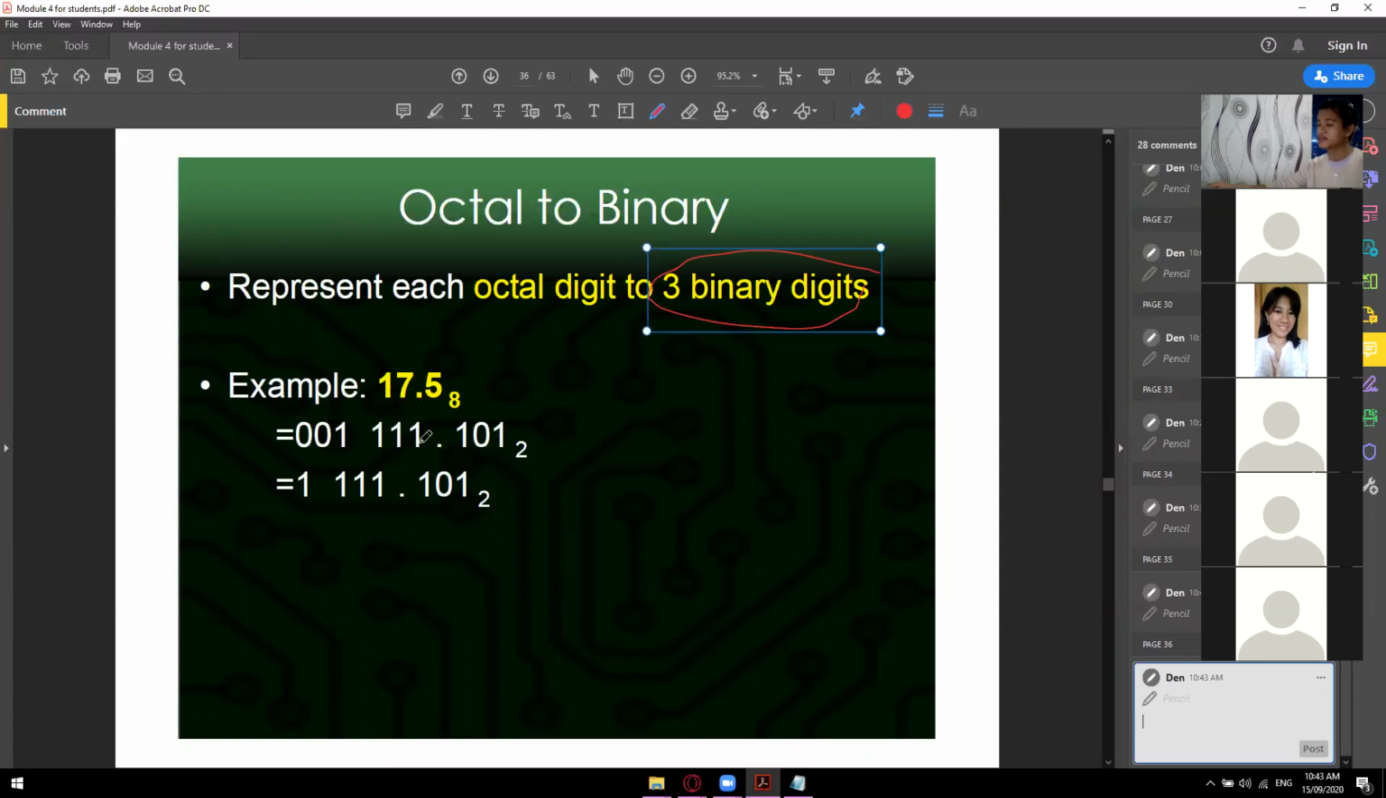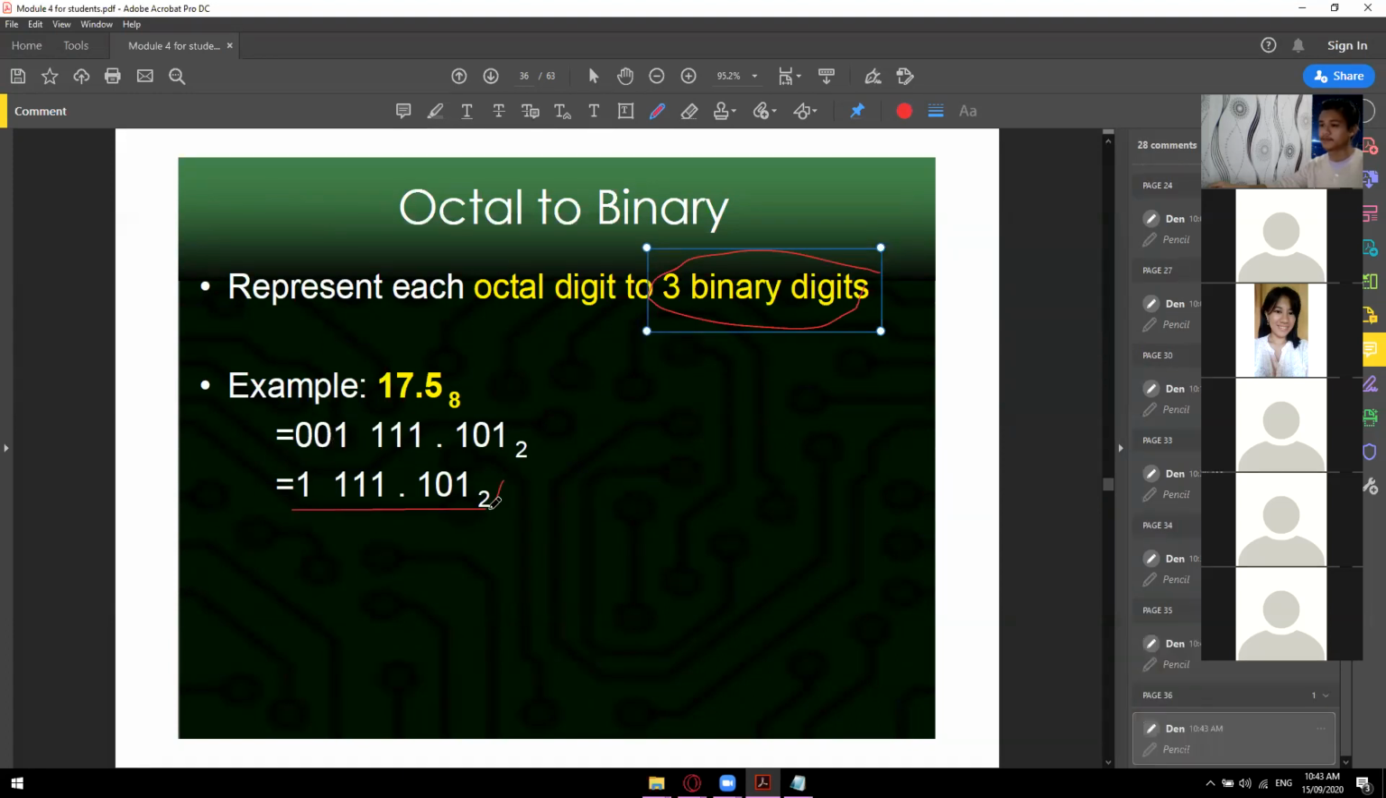Okay, and then for 7, of course, all of them. So, 4 plus 2 plus 1. 1, 1, 1, 1. And then for 1 it is 0, 0, 1. So to further simplify your answers, just remove the last two 0s, and then you'll have this one. 1,111.101 base 2.